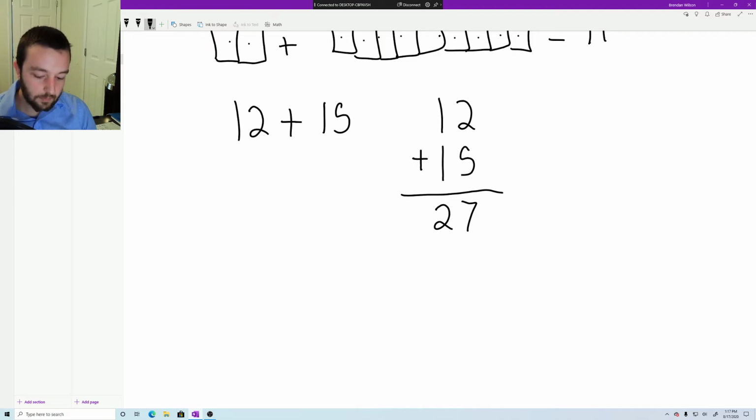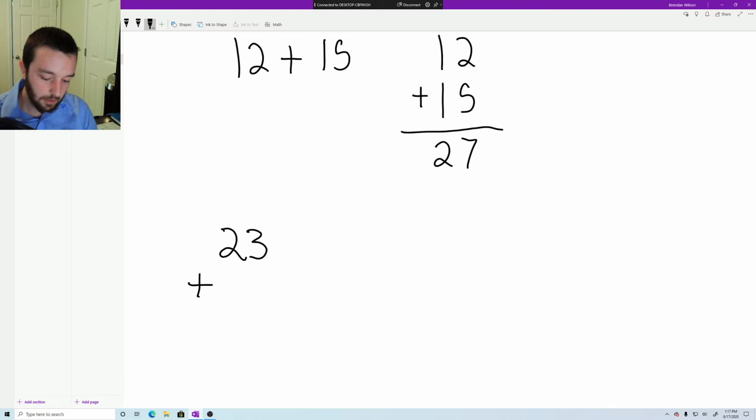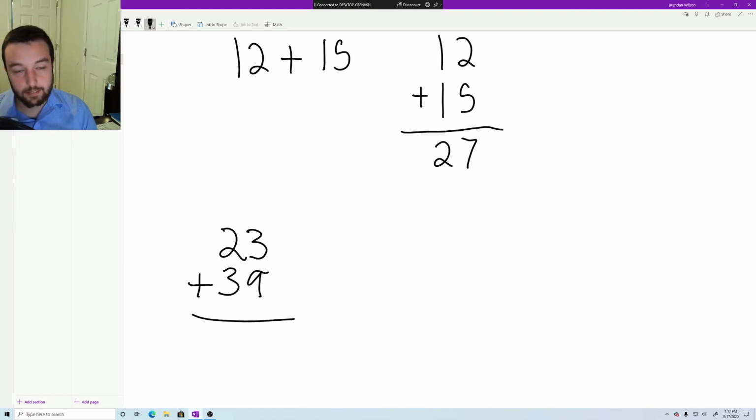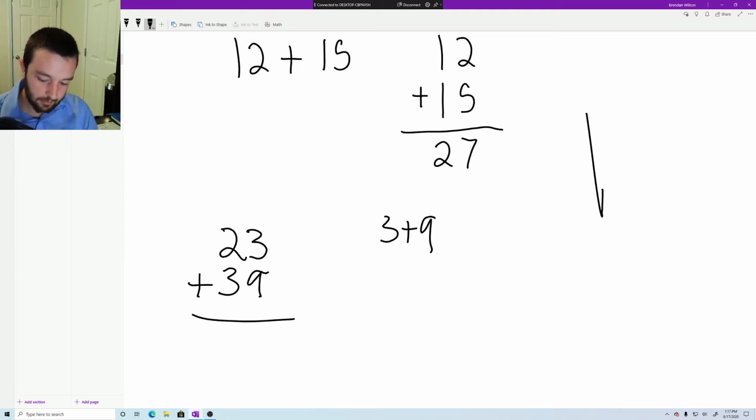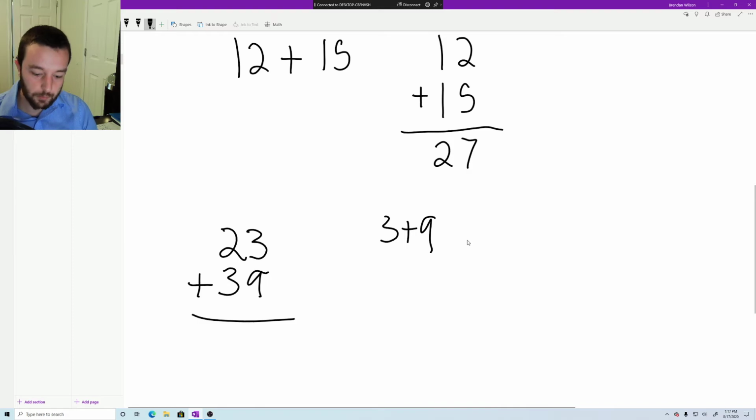But what happens if it's not? For example, whoops. What if we have 23 plus 39? Okay, 23 plus 39. Well, we'll try to do the same thing. We have the place values lined up. So we'll do 3 plus 9. And when we do that, we'll do it on the side here. It's just one more than what we did earlier with the 2 plus 9, right? 3 plus 9 is just one more, so we get 12.